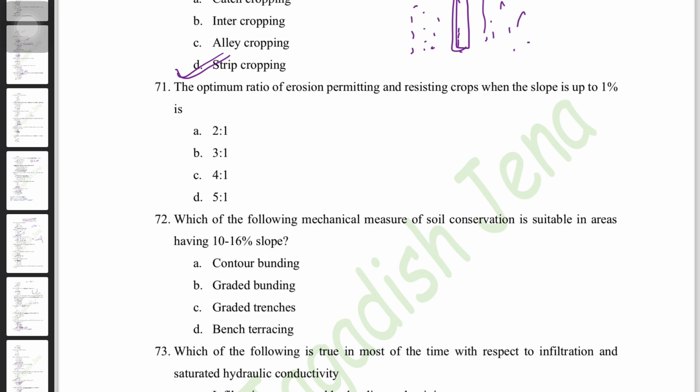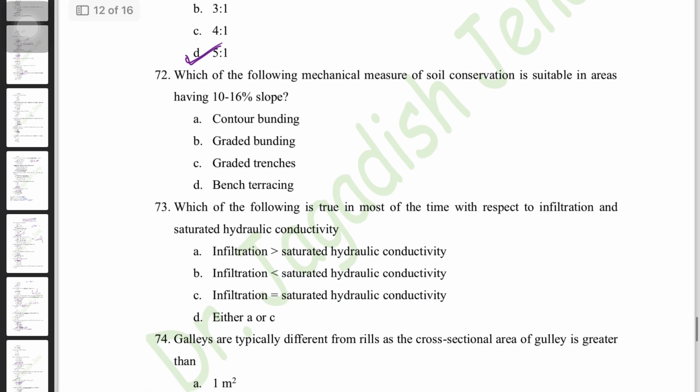next, the optimum ratio of erosion permitting and resisting crop when the slope is up to 1%. See, when the slope is up to 1%, we can allow more erosion permitting crop instead of erosion resisting crop because the slope is not that much. So here we can allow 5:1, that is 5 rows of erosion permitting crop and 1 row of erosion resisting crop can be sufficient to resist the erosion. But when the slope is more and more, then you go for a lesser ratio, that means more erosion resisting crop and less erosion permitting crop.